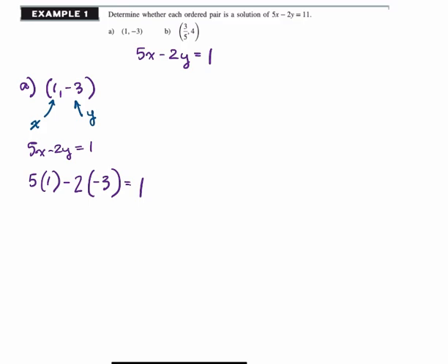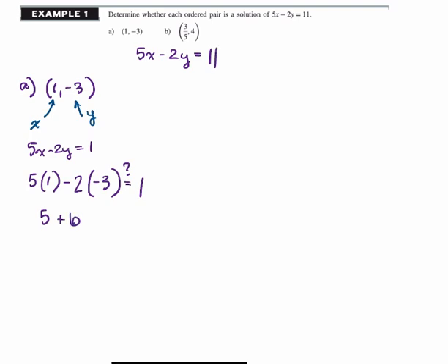And I usually write it using parentheses like this, and it can be helpful if we have to distribute any negatives or anything like that. So let's just evaluate the left side. Let's simplify everything and see if it's equal to 11. So we're kind of asking this question, is this equal to 11? So on the left side, 5 times 1 is 5. Negative 2 times negative 3 will be positive 6.